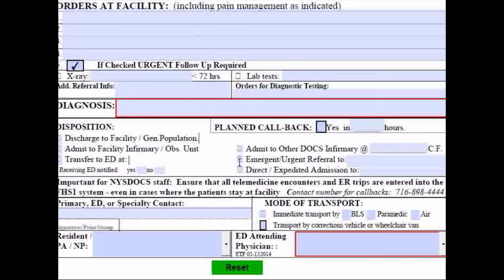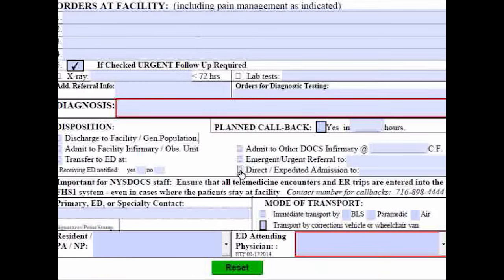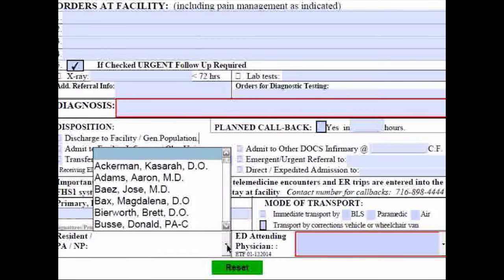Just note it. Emergent urgent referral is a little bit different than this. We're talking about a referral to, say, ortho or some other subspecialty that isn't readily available with a facility doctor. And then direct expedited admission to whatever facility. If you happen to make those arrangements, that would be where you'd put that stuff down. And then at the end here, pick your name.